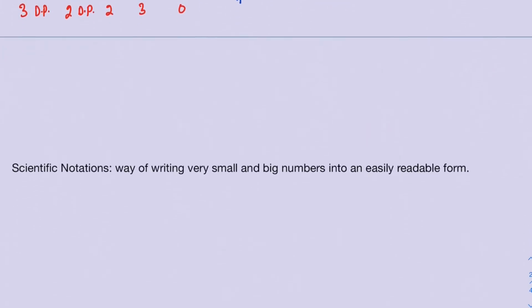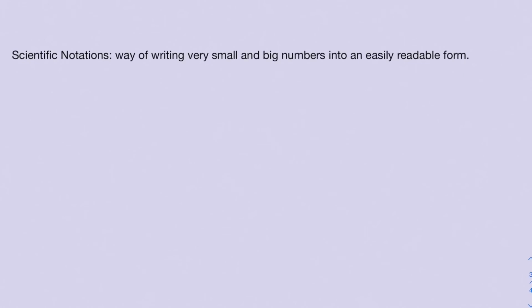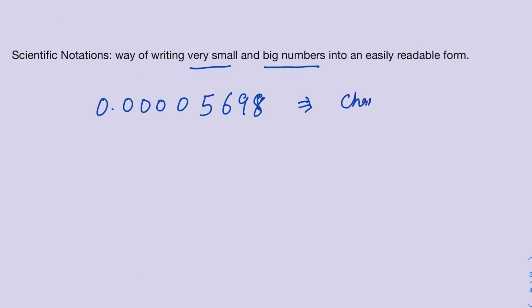Okay, let's talk about scientific notation. Scientific notation is a way of writing a very small or a very big number in a form that can be easily read. Now, let me give you an example. Assume I have a number that looks like this. I got 0.0000569, and the question is telling you to change this into scientific notation with 2 sig figs.